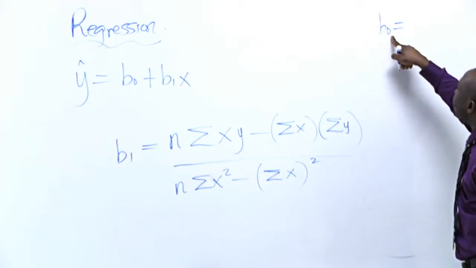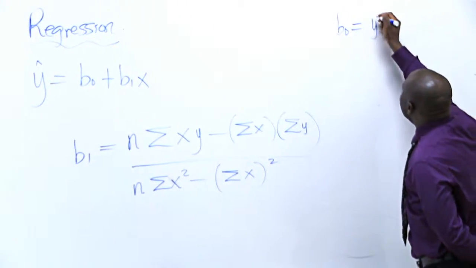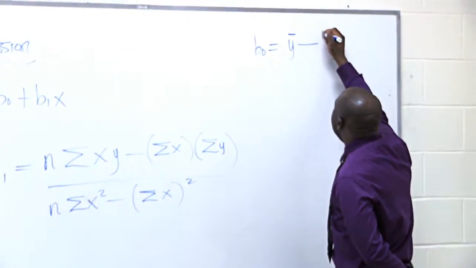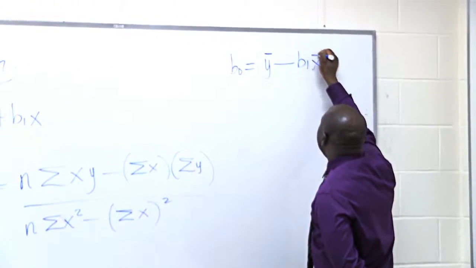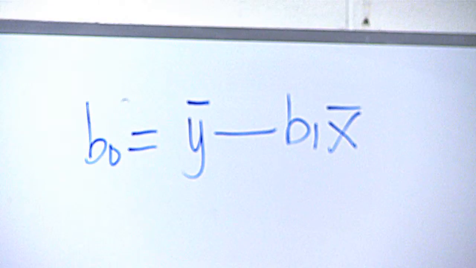Now, the second one is this. B0 is given by y bar minus B1 times x bar. What is x bar? Mean of x. And what would this one be? Mean of y. And remember we have the y values, right? So we can find the mean. B1 will come from here.